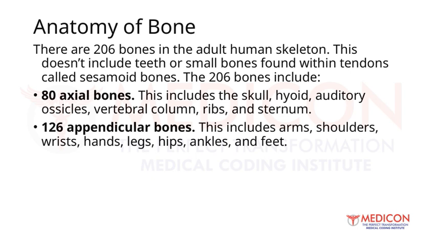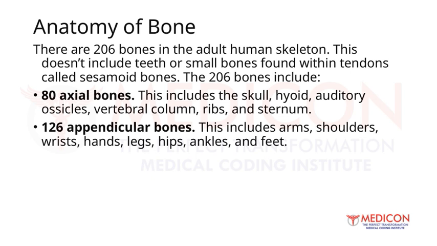The axial skeleton consists of around 80 bones. These are the central bones of the body, including the skull, the hyoid bone in the neck, the auditory ossicles in the ears, the vertebral column, the ribs, and the sternum. These bones provide support and protection for vital organs like the brain, spinal cord, and heart. On the other hand, we have the appendicular skeleton, which includes approximately 126 bones.